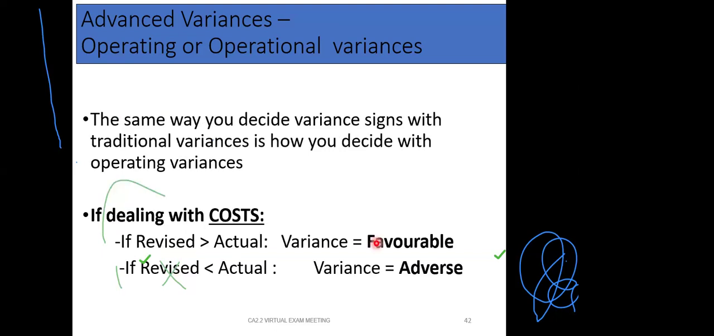So the same way you decide variances with traditional variances, that's how you decide with operating variances. With planning variances, you have to be careful how you decide the sign. I indicated there, if revised standards are greater than the original, then it's adverse. And the opposite is the case. If the revised is less than the original, then it's favorable.